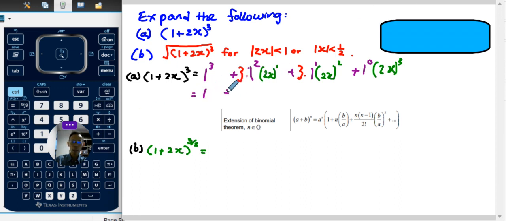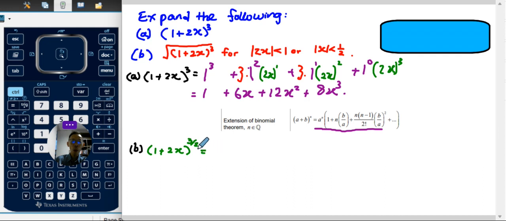So right now at this stage, I can simplify all of this. This is 1 plus 3 times 1 times 2x, which is 6x, plus 12x squared plus 8x cubed, for example. So I have 4 terms. When n equals 3, I have 4 terms. The number of terms in the binomial theorem is usually 1 more than the power. But in this particular case, the power is 3 over 2. What happens?